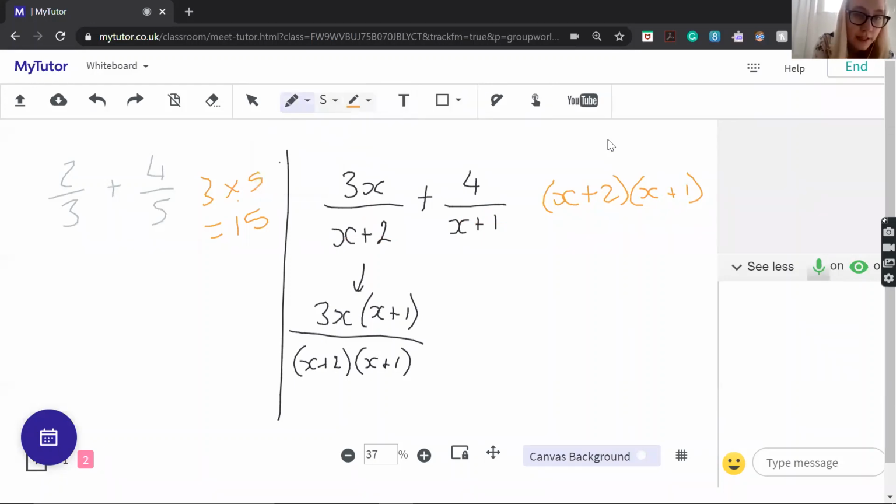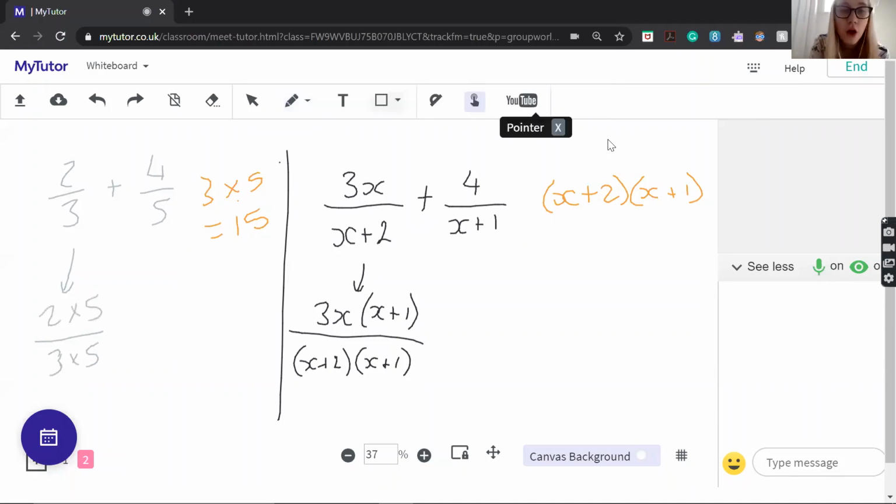And then what we've done is we've had a look at this first one, 2/3, and we've said, okay, to make the bottom 15, or 3 times 5, what have we multiplied 3 by? We've multiplied it by 5. So we have to do the top one times 5 as well. Hopefully you can see how this and this, I know they obviously don't look the same, but hopefully you can see how they are the same thing. This one is just with x's instead of straight up numbers.